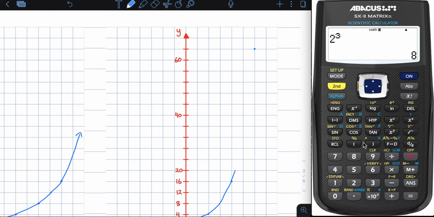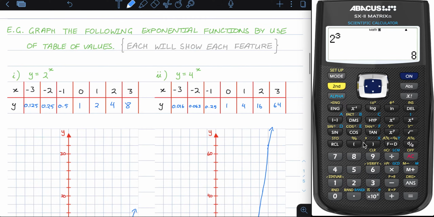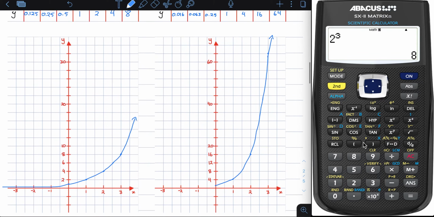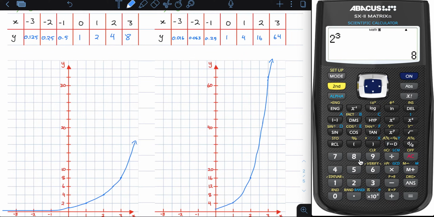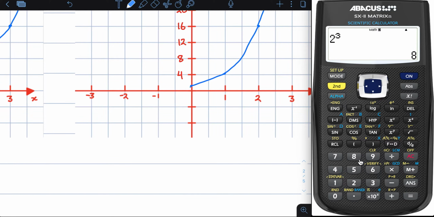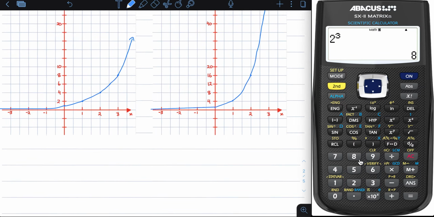You can see that because the base value is larger, so this one was 2 to the power of x, and this is 4 to the power of x, you can see that one is definitely steeper than the other. Let's just finish this off. I'm just going to draw a straight line as closely as I can to the x-axis. There we go.